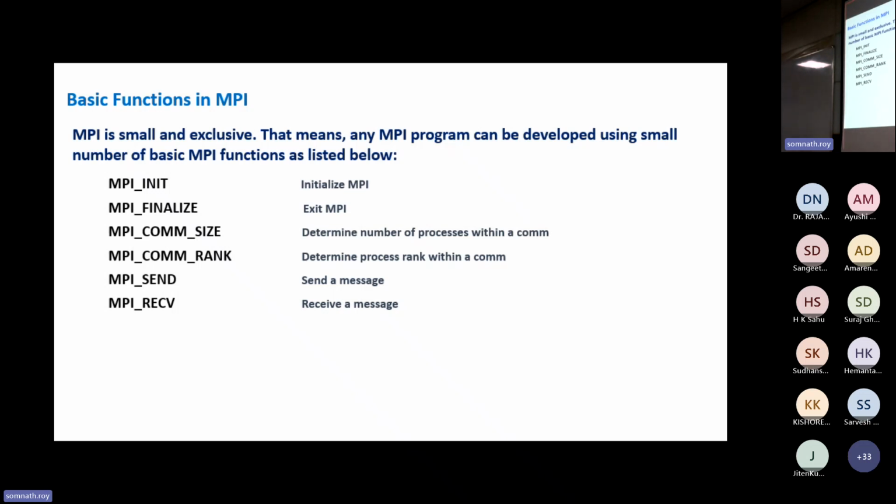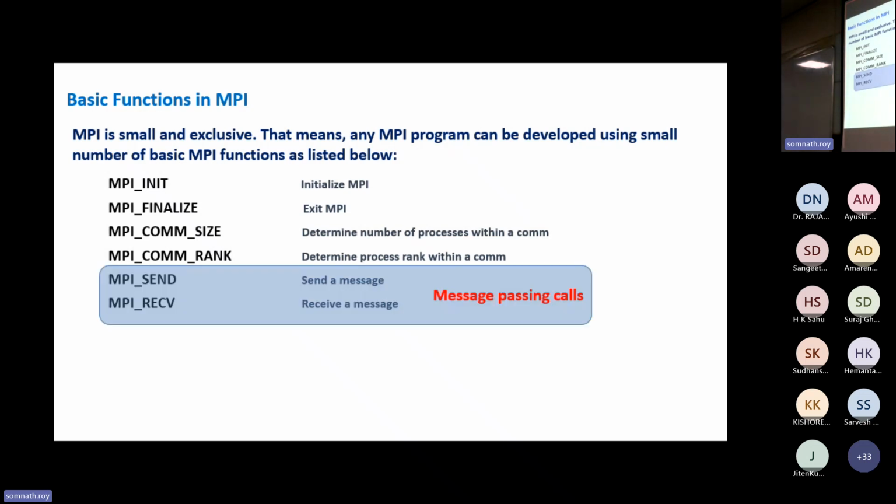MPI_Init initializes MPI. At the end of the program, MPI_Finalize finalizes the MPI environment, so you come out of it. MPI_Comm_size finds out the total number of processes included in the program. MPI_Comm_rank gives a specific ID to each process. MPI_Send and MPI_Recv.